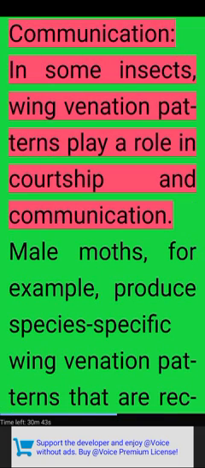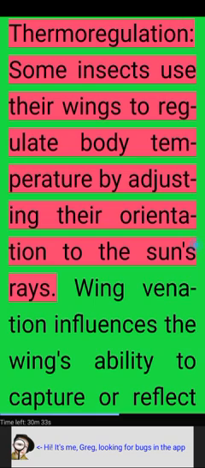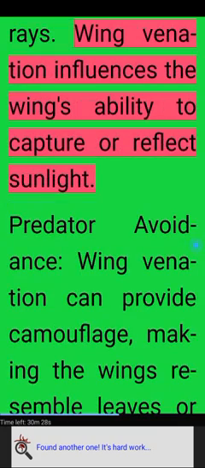Communication. In some insects, wing venation patterns play a role in courtship and communication. Male moths, for example, produce species-specific wing venation patterns that are recognized by females during mating. Thermoregulation. Some insects use their wings to regulate body temperature by adjusting their orientation to the sun's rays. Wing venation influences the wing's ability to capture or reflect sunlight.